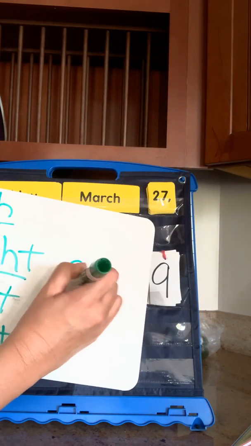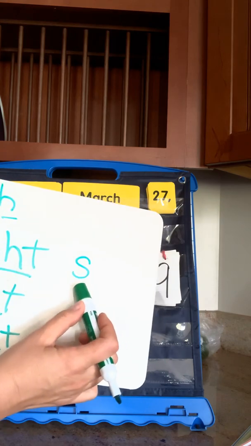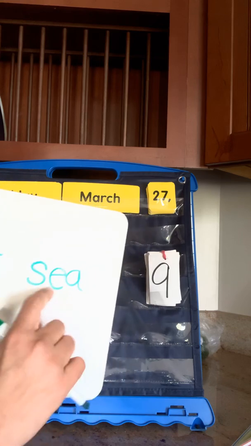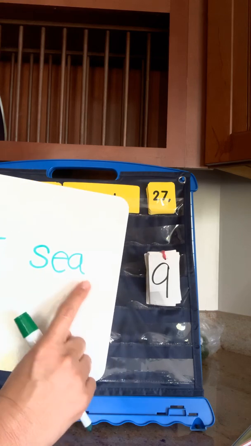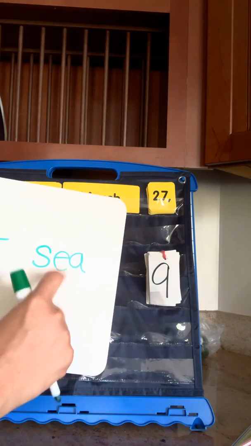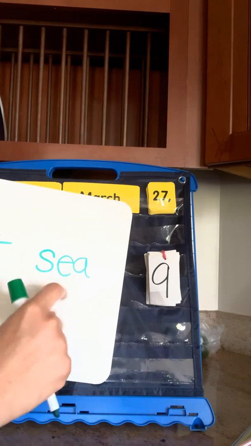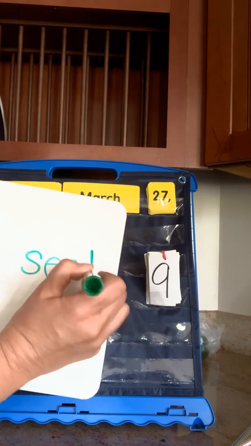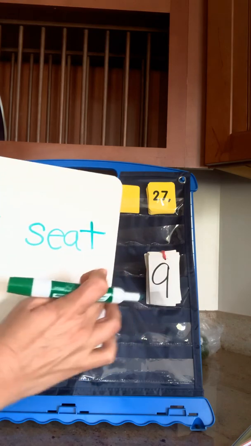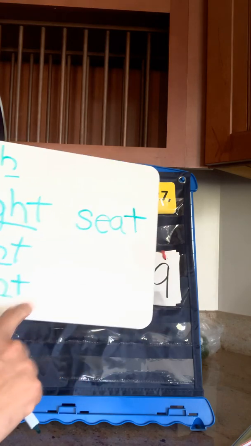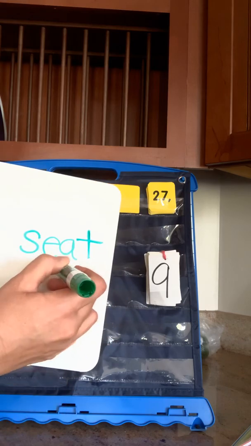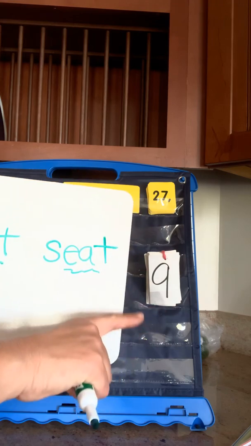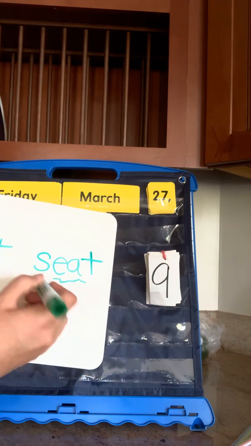Sound, S. What is that? EA, two vowels. Remember, two vowels. Go walking. The first one does the talking. Seat. It changed from sight to seat by changing that middle part. That's why you have to check your words all the way to the end. Seat.